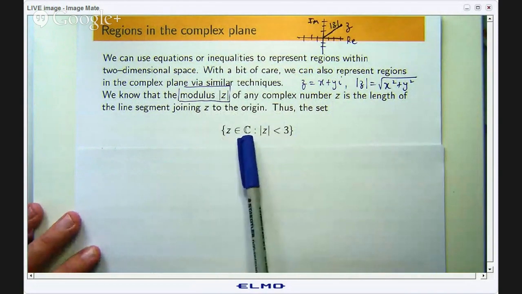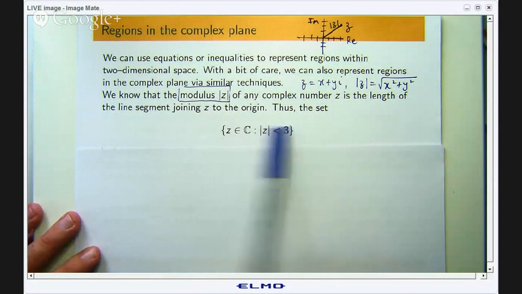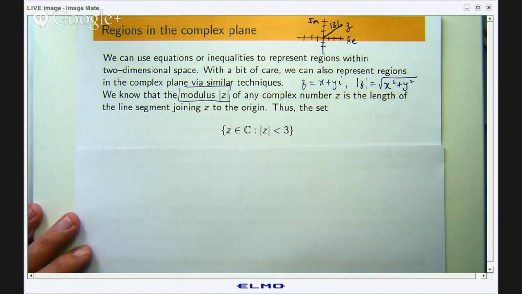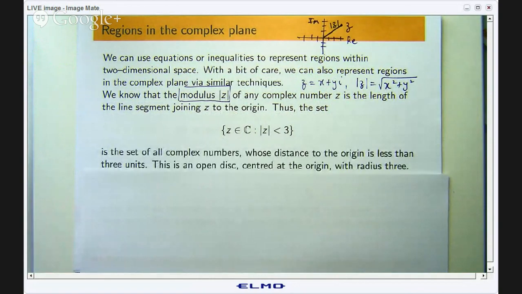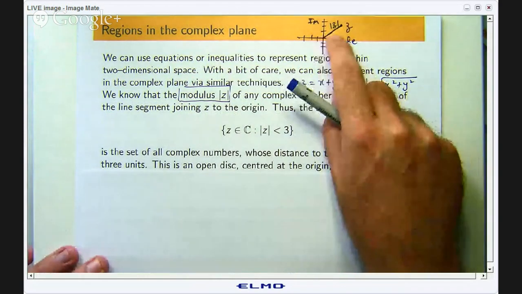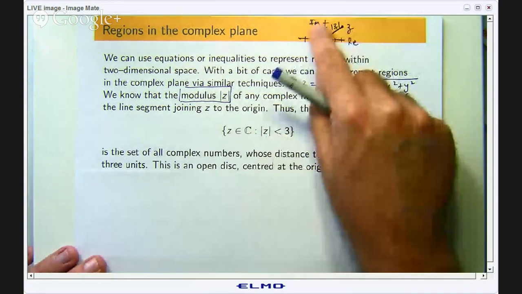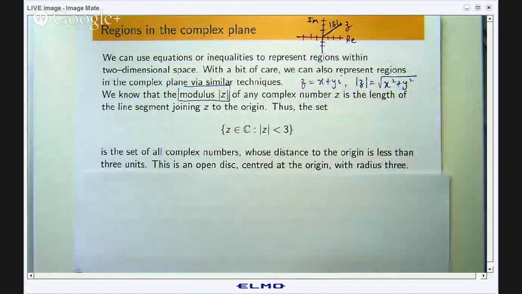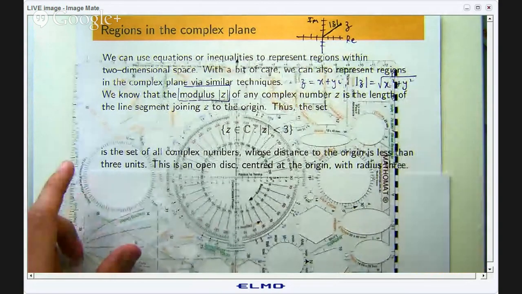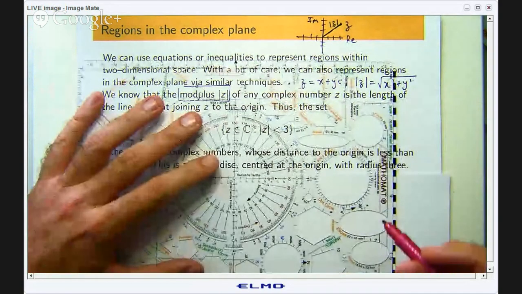Okay, now let's consider the following set. It means the set of all complex numbers whose modulus is strictly less than 3. Okay, now this will be basically all those numbers or all those points lying in the complex plane whose distance to the origin is less than 3 units. Okay, so if I go out up to 3 units in any direction, I want to get all those points. So that will be a disk that's centered at the origin and is open and has radius 3.